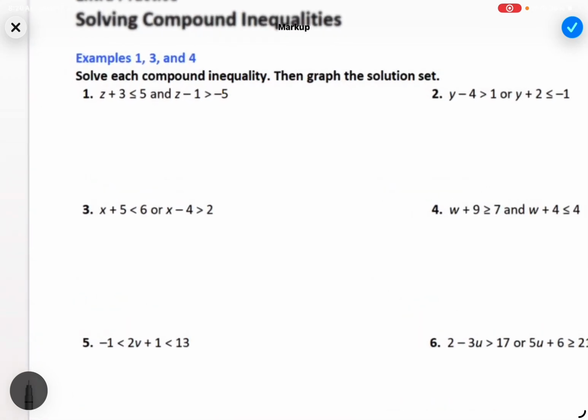For question 1, we're going to solve for z on both equations. We get z is less than or equal to 5 minus 3, which is 2. And for this one, z is greater than negative 5 plus 1, and that's negative 4. And "and" means the solution has to satisfy both equations. So here we get negative 4 is less than z.